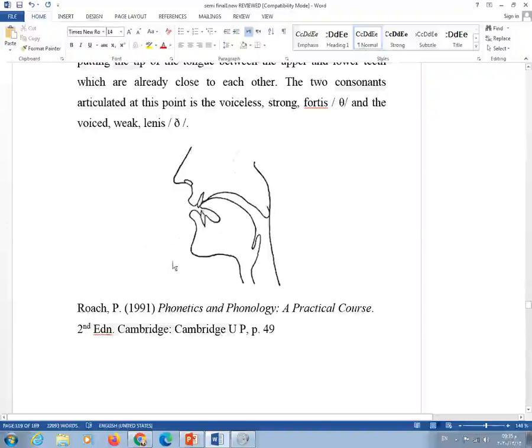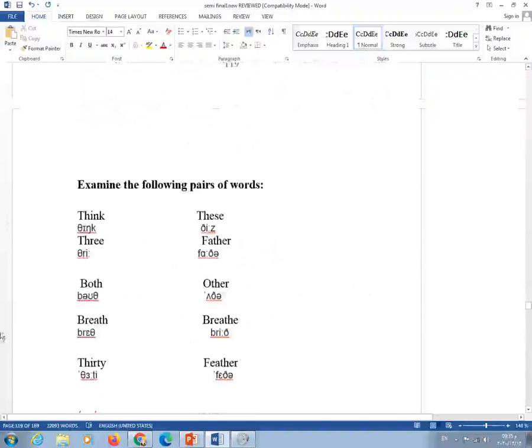And let's examine the following pair of words. You can repeat after me. Think, these, three, father, both, other, breath, breathe, thirty, feather, feather. Don't say feather, feather.